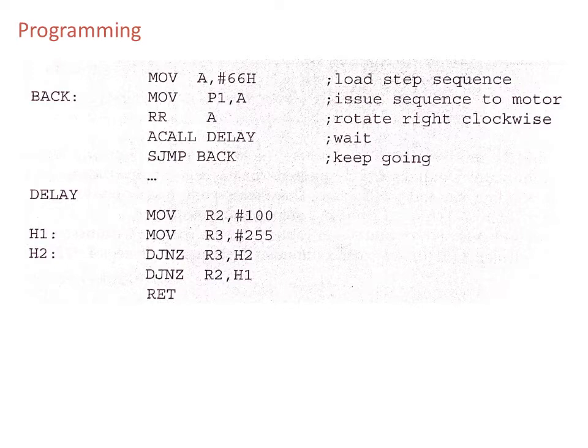Going back, we have the instruction MOV P1, A. The next sequence generated by the rotate right operation on the accumulator is again loaded to port 1. After that, the next instruction is again rotate right accumulator to generate the third sequence. Like that it continues, and if this program is executed, the stepper motor rotates continuously.